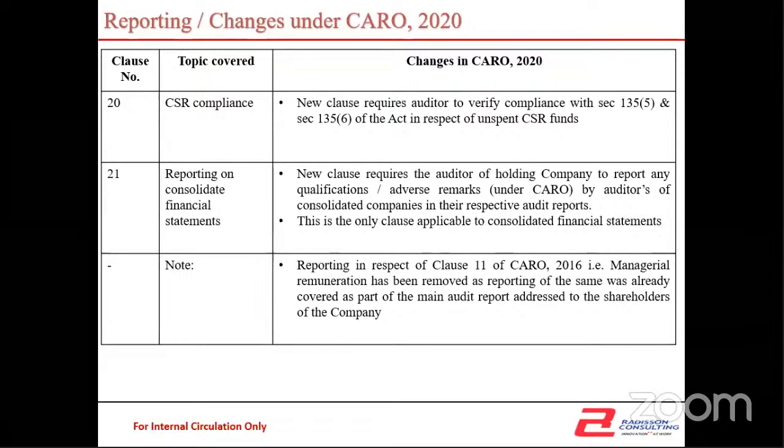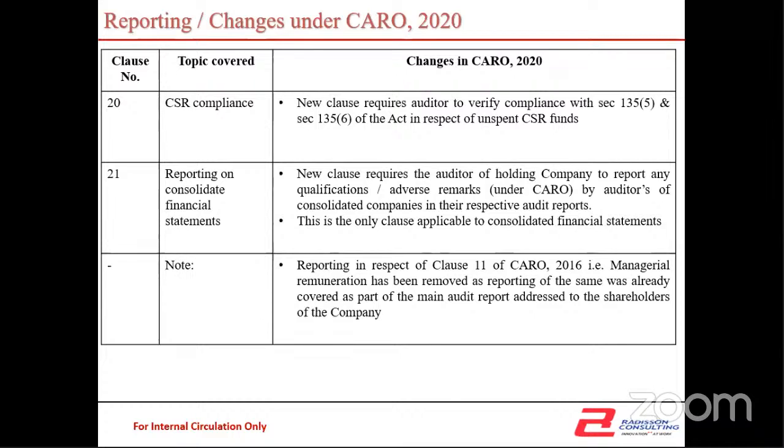Clause number 20, CSR compliance. New clause which requires the auditor to verify compliance with section 135.5 and 135.6 of the Act in respect of unspent CSR funds. Section 135.6 deals with ongoing projects and section 135.5 deals with other than ongoing projects. In case the company has not spent the amounts in 6 months from the end of the financial year, only the unspent amounts are required to be deposited.